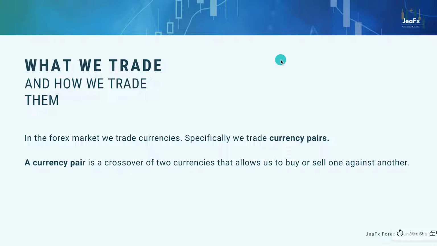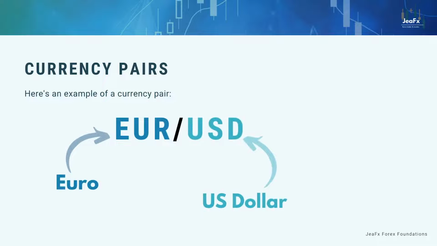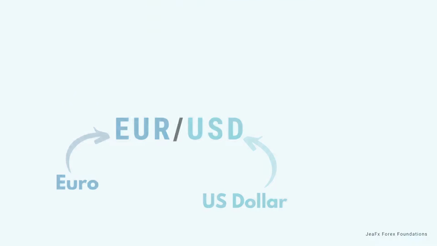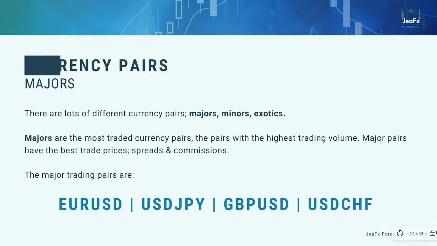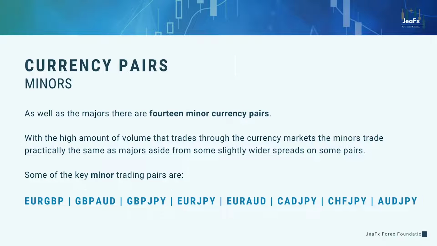So what do we trade and how do we trade them? Well, we know now we trade currencies, okay? We trade pairs of currencies, a currency cross. So a currency cross is something like this, like the Euro USD currency cross, where we get to trade the Euro versus the US dollar. We can both buy or sell a currency pair. When we buy it, we are looking for the first currency to trade higher than the second currency. And when we sell it, we are looking for the first currency to lose value against the second currency. So that is where these long and short trades come in.